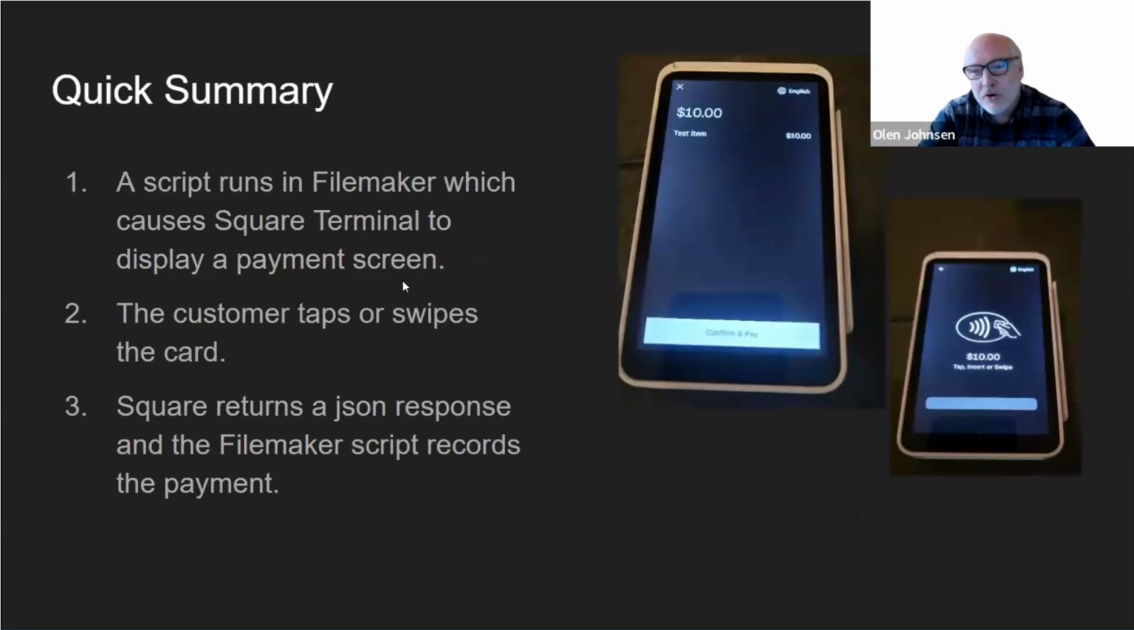Quick summary. So basically, from one of your screens, a script would run in FileMaker, which causes Square Terminal to display a payment screen. And the customer taps or swipes the card, and then Square returns a JSON response, and the FileMaker script records the payment.